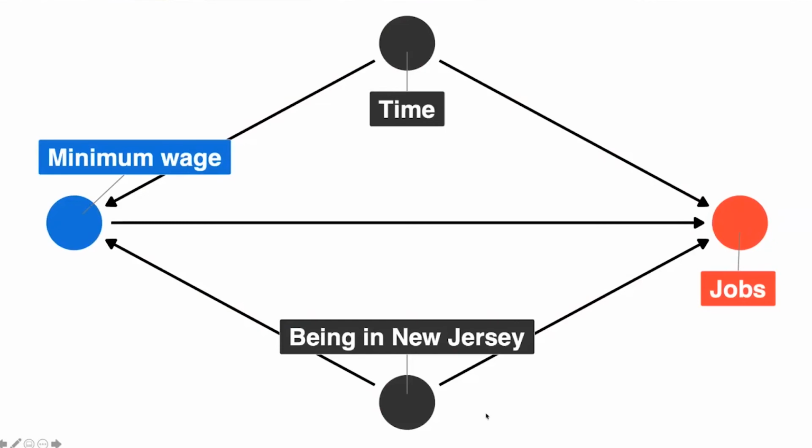Being in New Jersey is a confounder. If you're in New Jersey, you get the minimum wage increase, and maybe there's some trend in New Jersey jobs. If you're not in New Jersey, you don't get the minimum wage change, and you get some sort of trend in jobs. So you have this dual confounding here. According to DAG logic, we need to somehow adjust for time and adjust for being in New Jersey. And then that should isolate the effect of minimum wage on jobs.